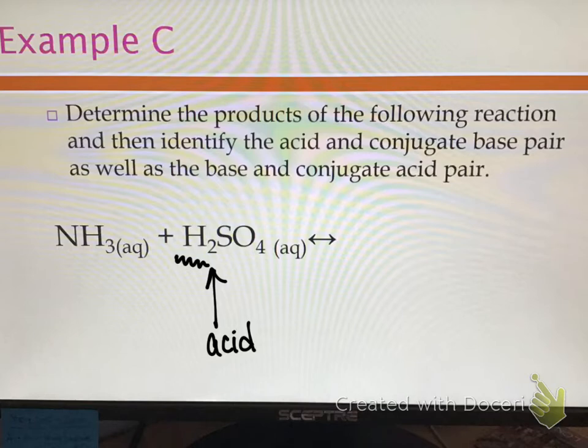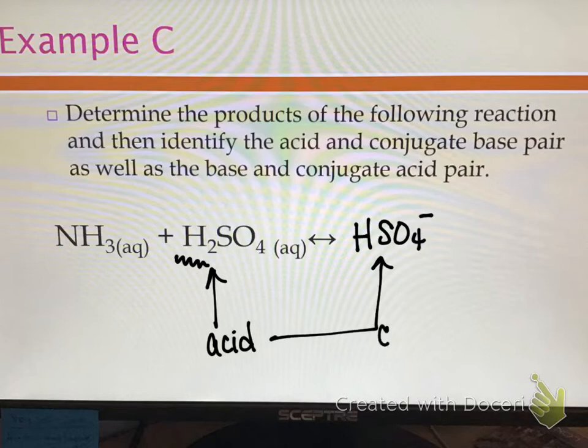All right, so H2SO4 is going to lose a hydrogen. So now it's HSO4, and when it loses the H plus, right, it's going to be negative by 1. So you get HSO4-, and that will be your conjugate base, right? Because if it goes backwards, it'll gain that hydrogen back.